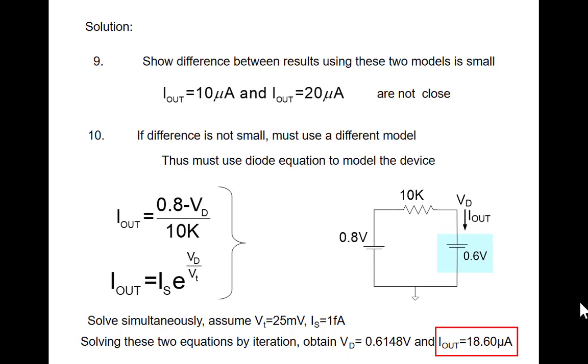If you do that, you'll find that I out is equal to 18.6 microamps. Coincidentally, in this case, it happens to be between the two solutions we had before. Doesn't have to be, but in this case it was. Okay. And assuming this is the model, then this would be quite accurate. Any questions? So we're analyzing actually fairly complicated circuits in a very systematic way.